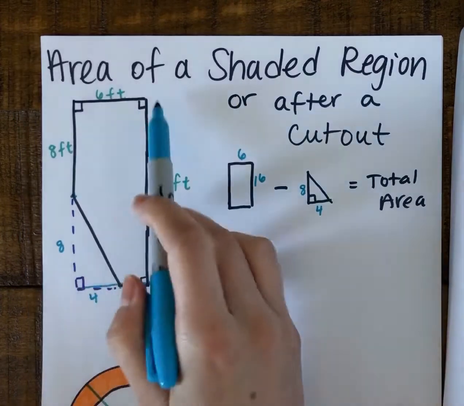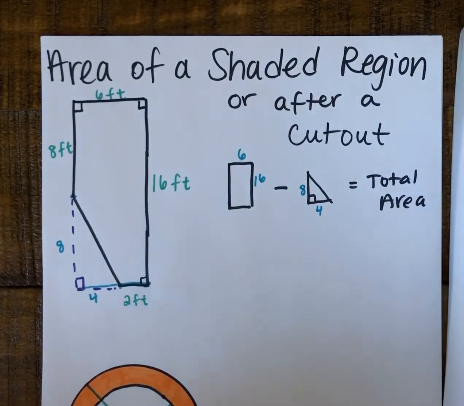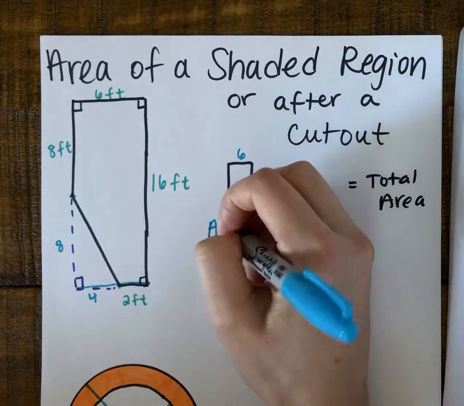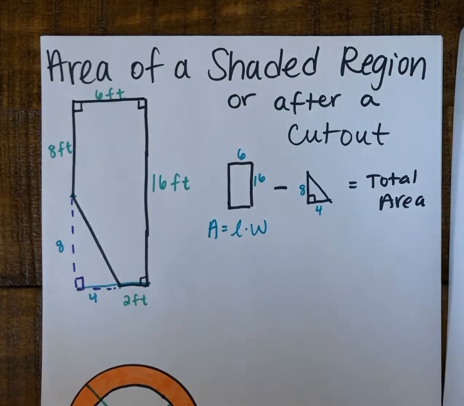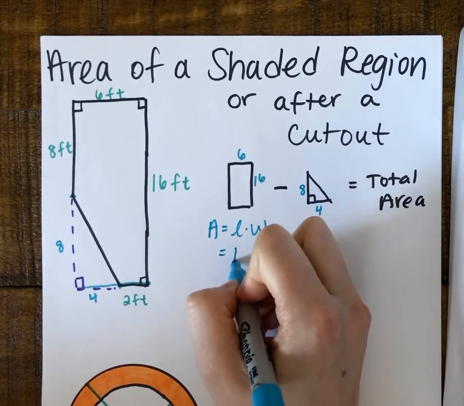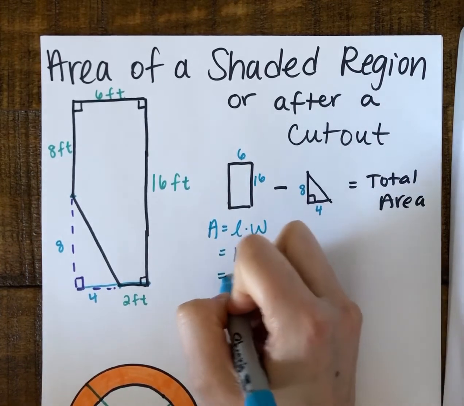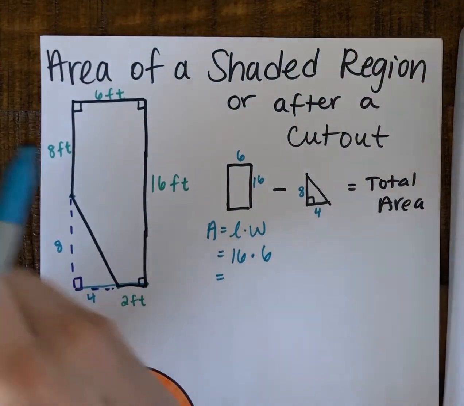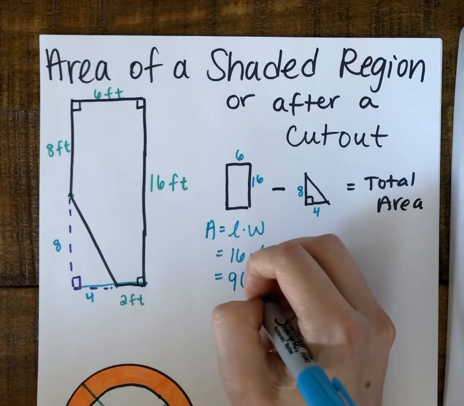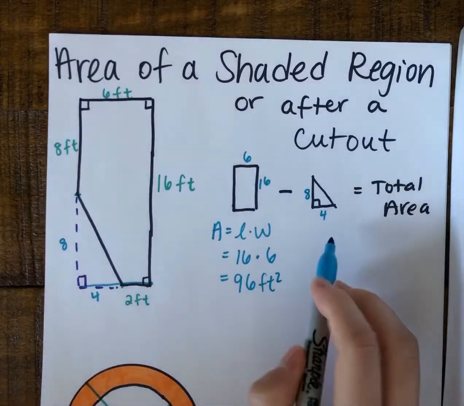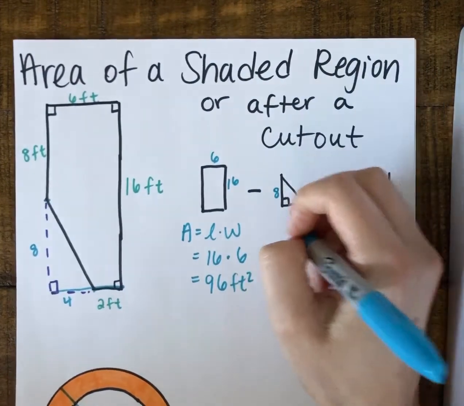So I'll find the area of this big rectangle that I didn't have, and then I'll subtract, or cut out, the area of that triangle. So using my formulas, area equals length times width for a rectangle. So the area is going to equal 16 times 6. I'm going to grab my calculator. 16 times 6 is 96. So 96 feet squared.